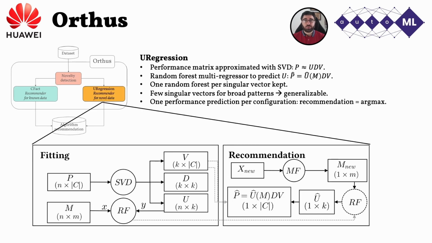Uregression is the first recommender we will explain, and it is designed for novel data. It is based on approximating the performance matrix using singular value decomposition, and then creating as many random forests as singular vectors are kept from the decomposition to predict U from the meta features. During recommendation, an estimation of the performance is rebuilt by estimating U and then multiplying it with the other components of the SVD. In order to use this recommender for novel data, we use few singular vectors to force it to only learn broad patterns that we expect to be generalizable across datasets.